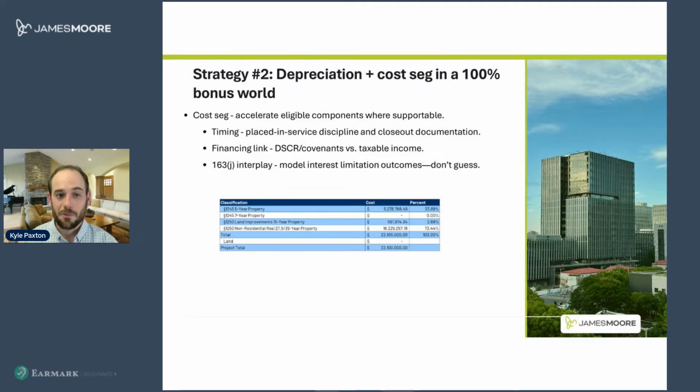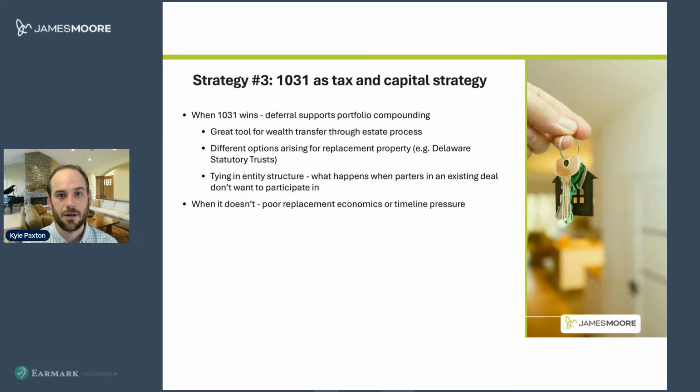Again, we want to make sure that as we do these other strategies to free up cash flow and accelerate deductions, we understand how it interplays with the rest of the tax picture and the other triggers that occur in here. And the last thing I want to talk about in this area is estate planning, transition planning, and 1031 exchanges.